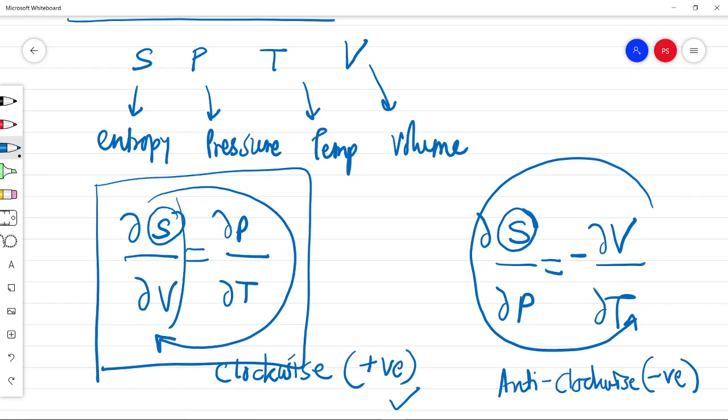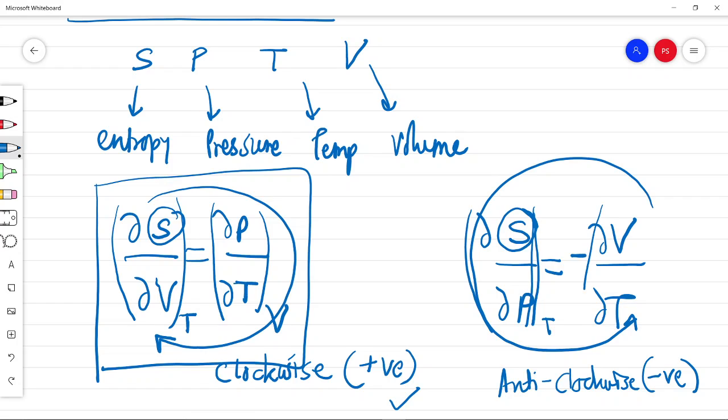But remember, this derivative is partial. Since the derivative is with respect to V, here we are going to take T constant. T appears here, so it should be placed here. Similarly, this derivative is partial with respect to T, so we are going to keep volume constant. Similarly, here the derivative is with respect to P, so T is kept constant, and here the derivative is with respect to T, so P is kept constant.